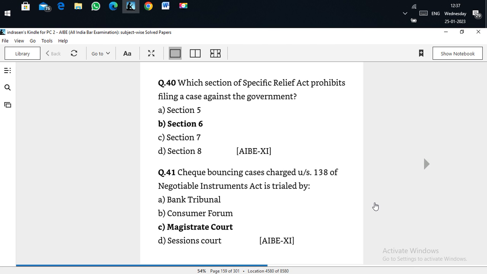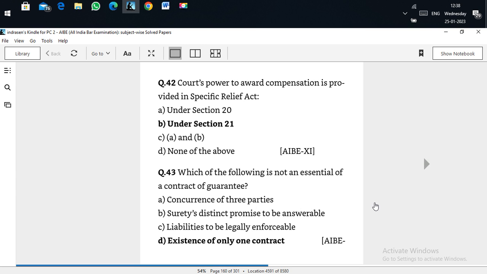Which section of the Specific Relief Act prohibits the filing of a case against the government? Section 6 prohibits the filing of a case against the government under the Specific Relief Act. Cheque bouncing cases charged under Section 138 of the Negotiable Instruments Act are heard in a magistrate court, because it is a criminal offense. The court's power to award compensation provided in the Specific Relief Act is under Section 21.